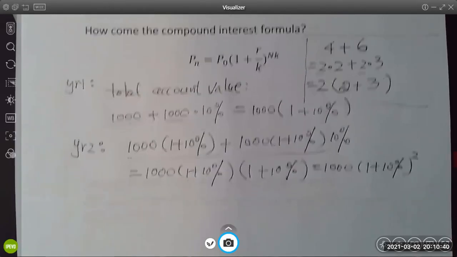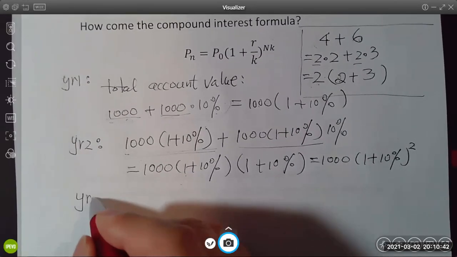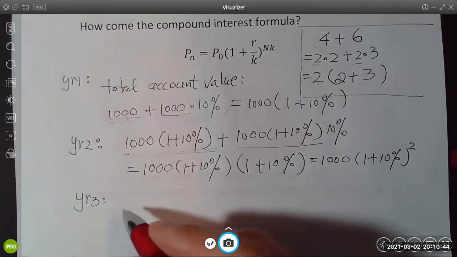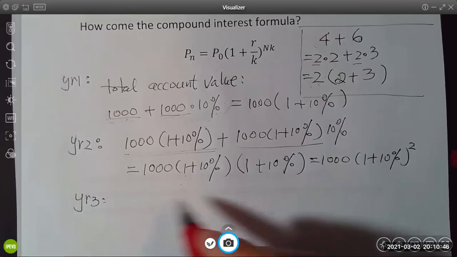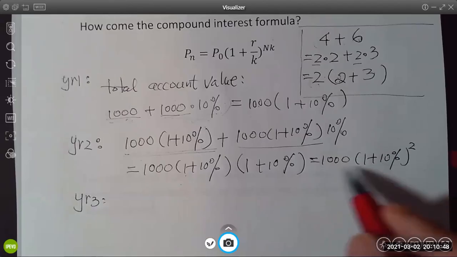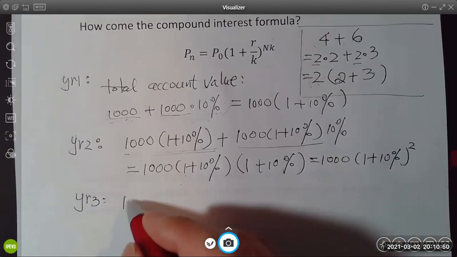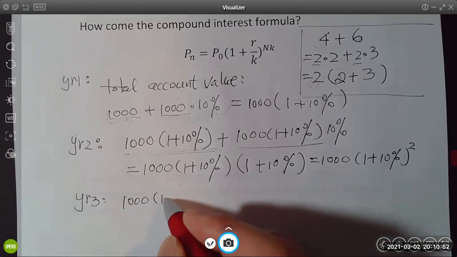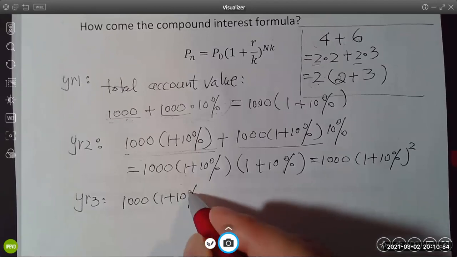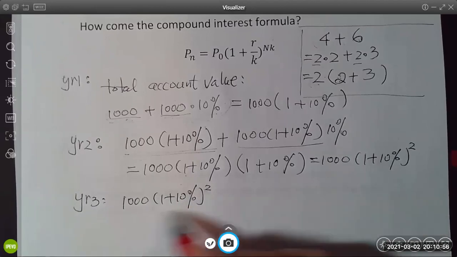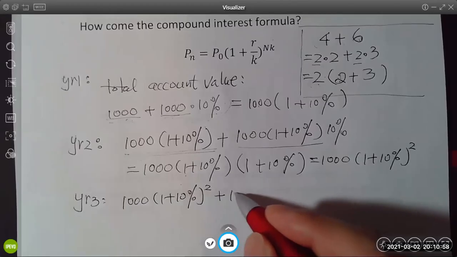Now let's do year 3. Year 3 total account value. We start with the principal, which is from last year. So 1000 times 1 plus 10% squared. This is the beginning value plus the interest.